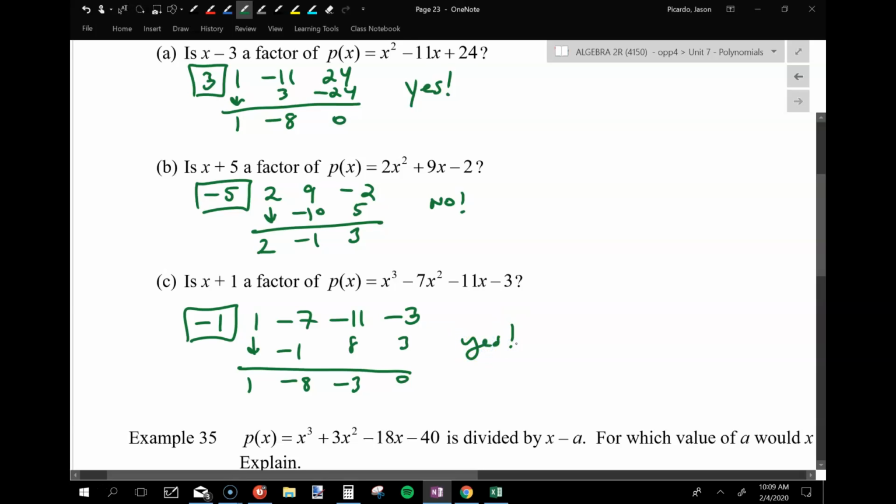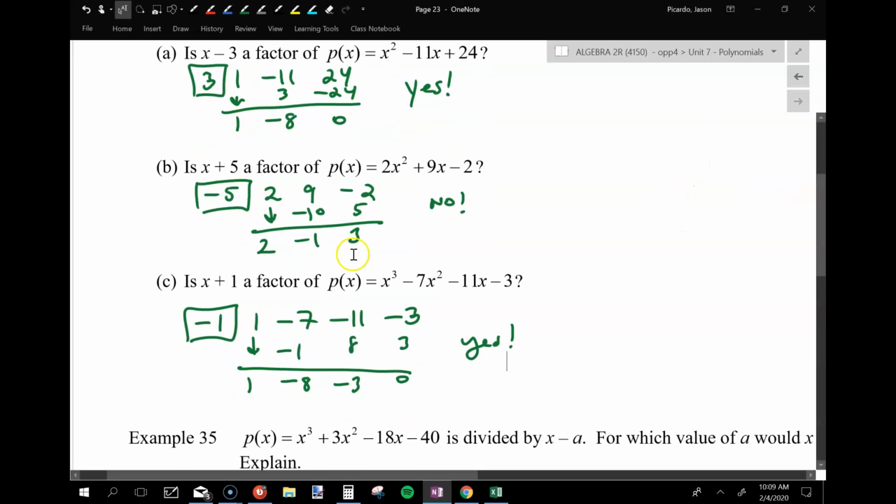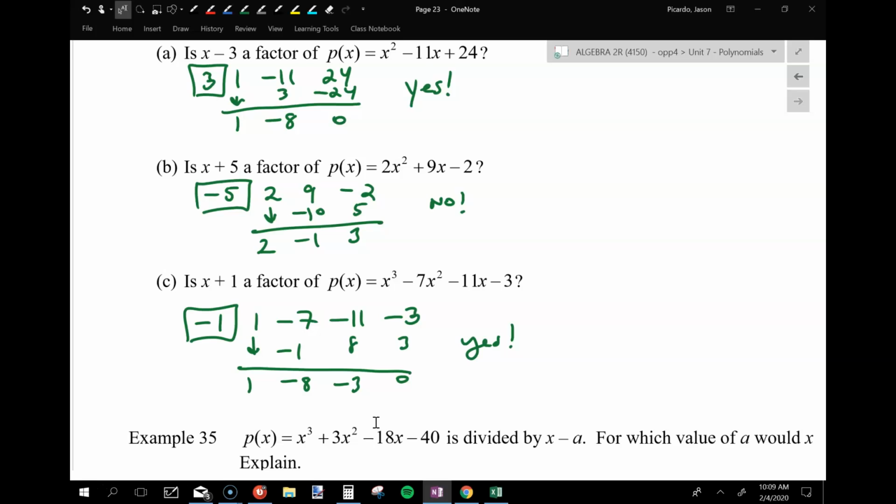All right, let's see how we did. Ready? First. Yes, no, yes? Remainders of 0, 3, and 0. Easy to make mistakes with adding and subtracting, multiplying, signs, things like that. Just try to be careful with the signs.